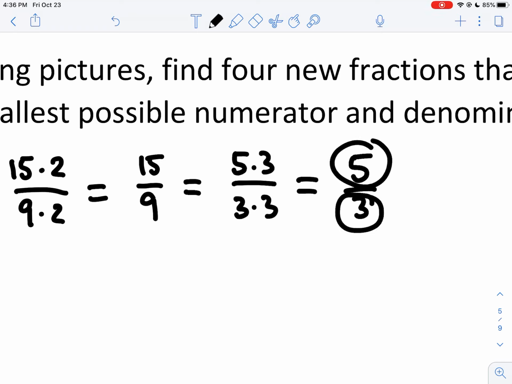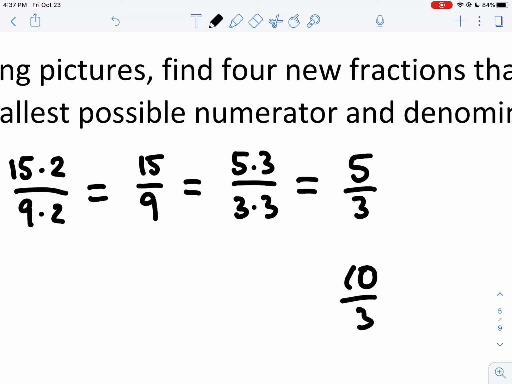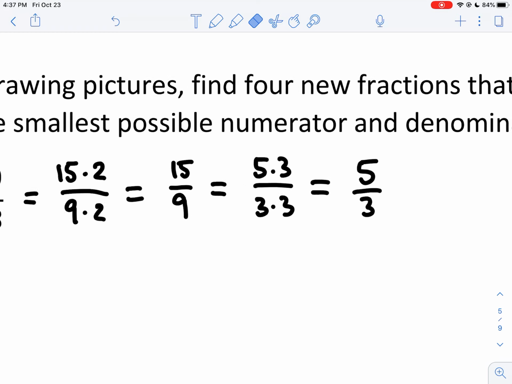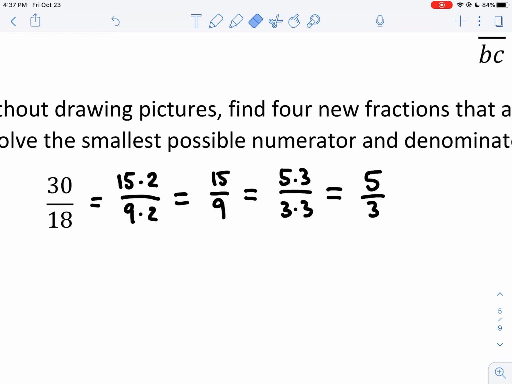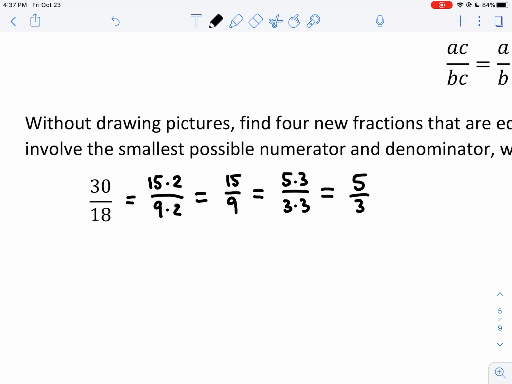Once you get to the point where your numerator and your denominator are relatively prime, then you can't go any further. Even if I had something like 10/3, right? 10 is 5 times 2, and 3 is prime. They have no common prime factors, so 10 and 3 are relatively prime, and you would say that this is in simplest terms. So you just keep this up until you get down to a numerator and a denominator that are relatively prime, or prime themselves, and we have our simplest terms.